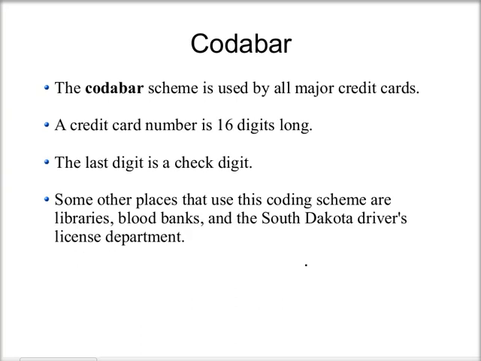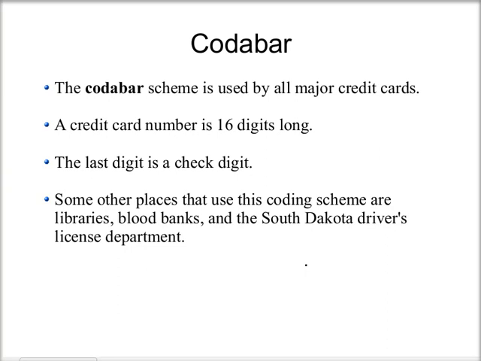My next coding scheme is called the CODA-BAR scheme, and this is what's used by all major credit cards. A credit card number is 16 digits long, with the last digit being a check digit. Some other places also use this coding scheme, such as libraries, blood banks, and the South Dakota Driver's License Department.